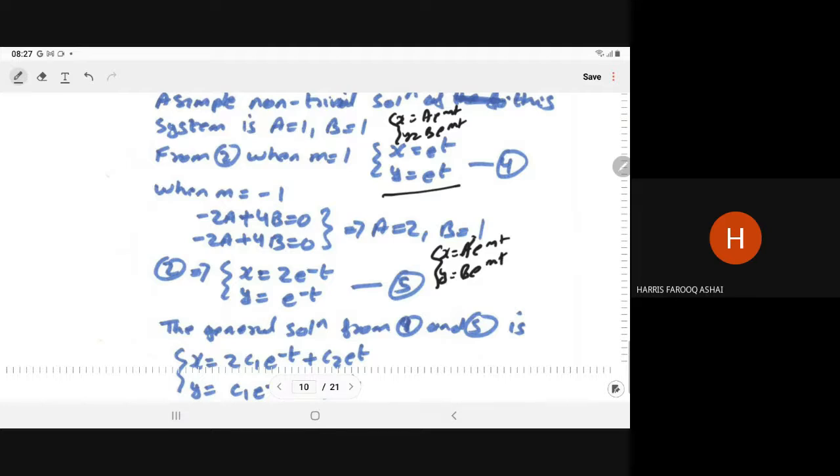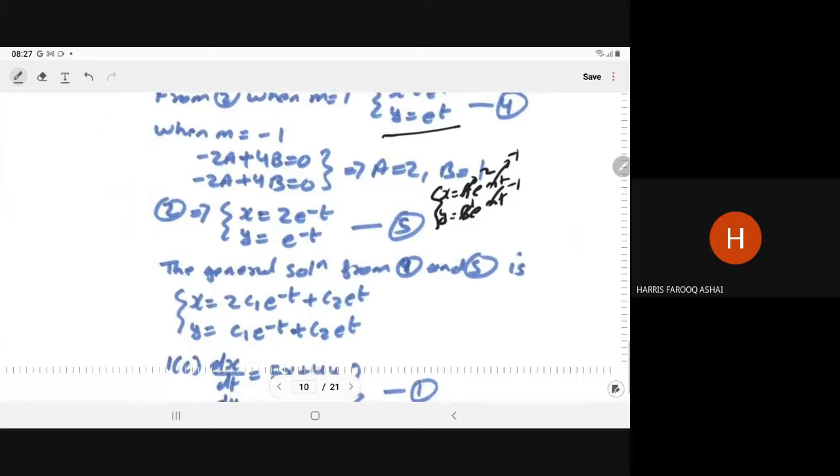So a is equal to 2, m is equal to minus 1, and b is equal to 1. Here we have x is equal to 2e to power minus t, y is equal to e to power minus t. Both are linearly independent, so we need not check.